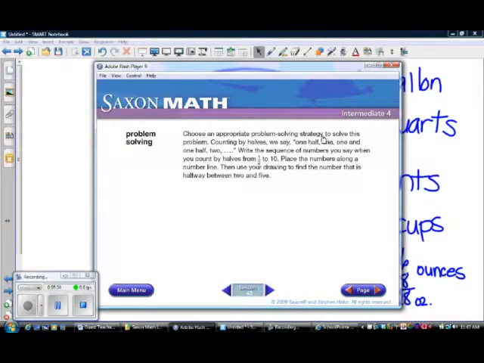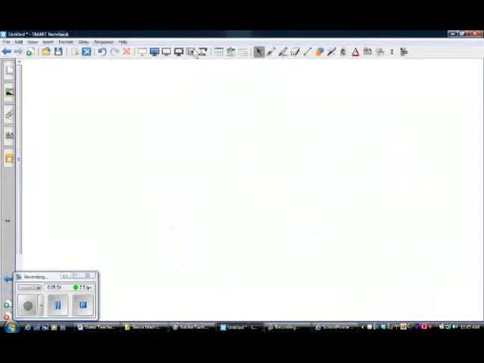Okay, choose an appropriate problem-solving strategy to solve this problem. Counting by halves, we say 1/2, 1, 1 1/2, 2. It says write the sequence of numbers you say when you count by halves from 1/2 to 10. Place the numbers along a number line. Then use your drawing to find the number that is halfway between 2 and 5.